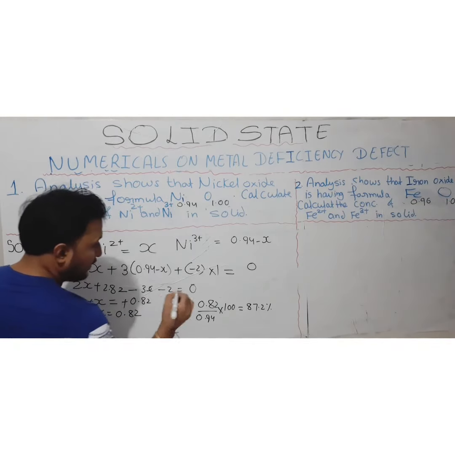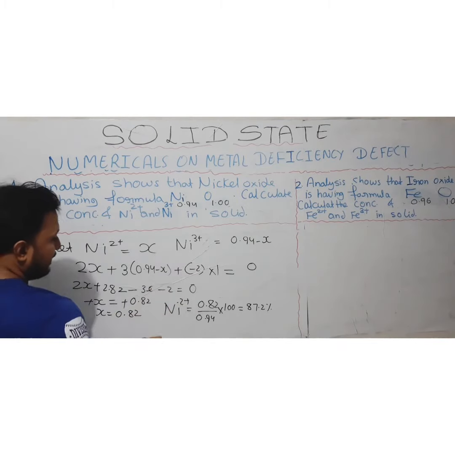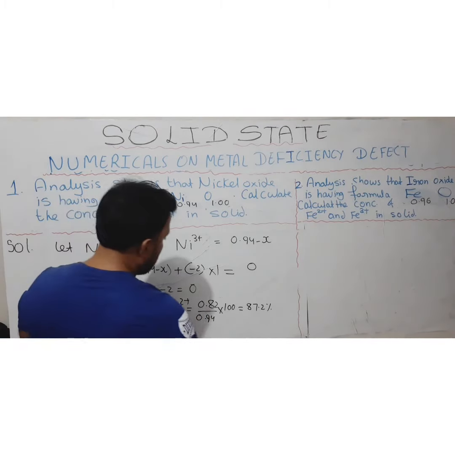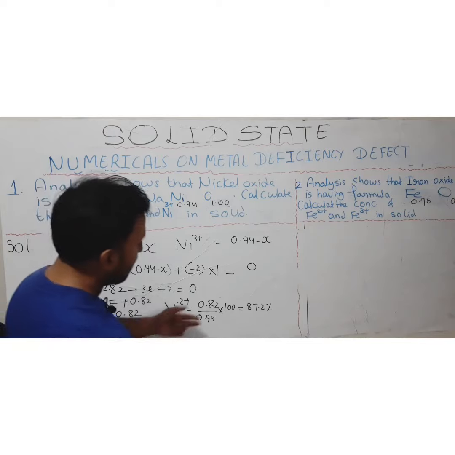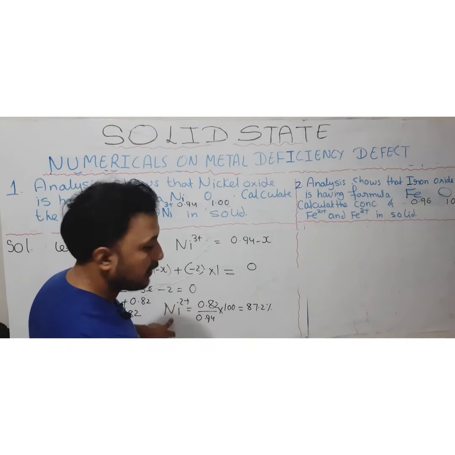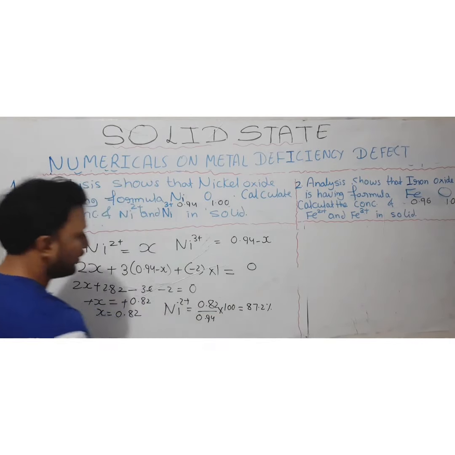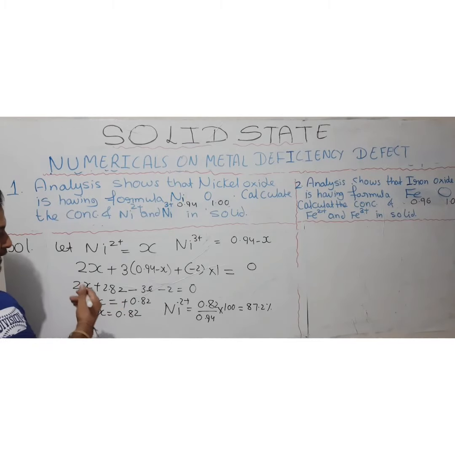Now we have to calculate the concentration of the other ion, that is Ni3+. So we have to simply take its difference from 100, because we know the percentage of the Ni2+ ion, so we will be taking the difference from 100, and that will be the concentration of the Ni3+ ion.